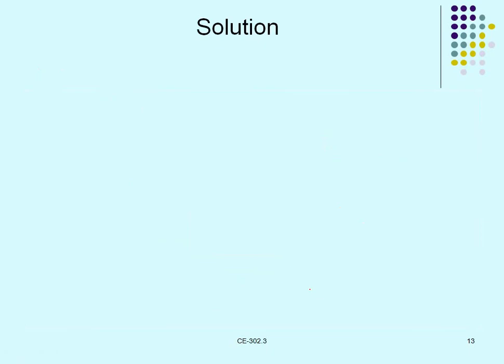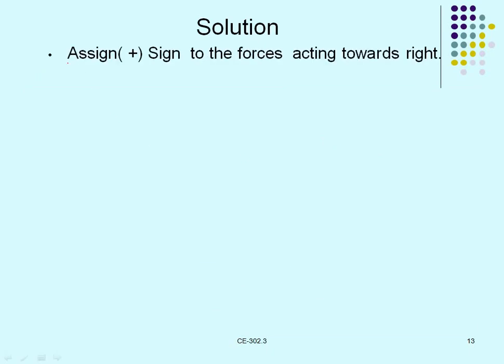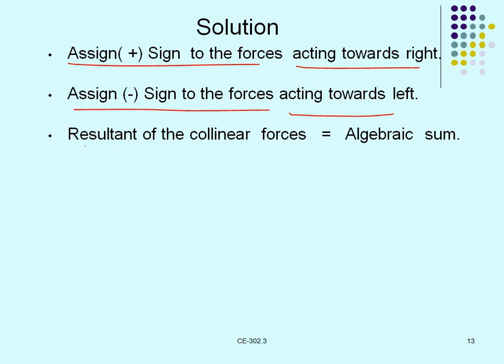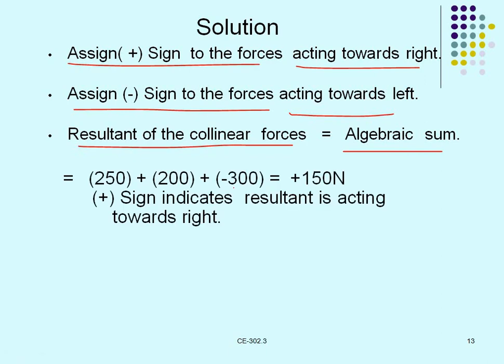So given system of forces, solution. Assign positive sign to the forces acting towards right, and negative sign to the forces acting towards left. This is the principle we have seen. The resultant of the collinear forces is equal to the algebraic sum: 250 plus 200 minus 300 is equal to plus 150 newtons.